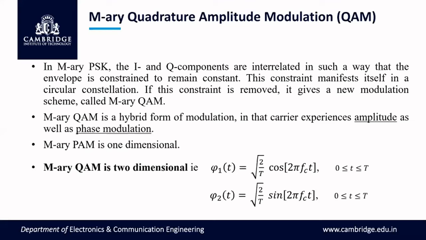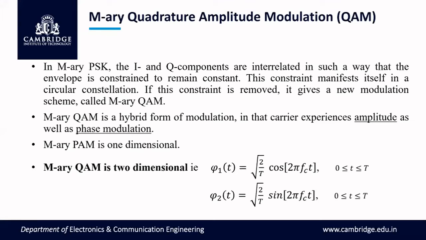So how to remove this constraint? Simple. Make the in-phase and quadrature components independent of each other. Remove the dependency between them. Let them be independent. That time you are going to get a different constellation, and the corresponding technique is called MRA quadrature amplitude modulation.